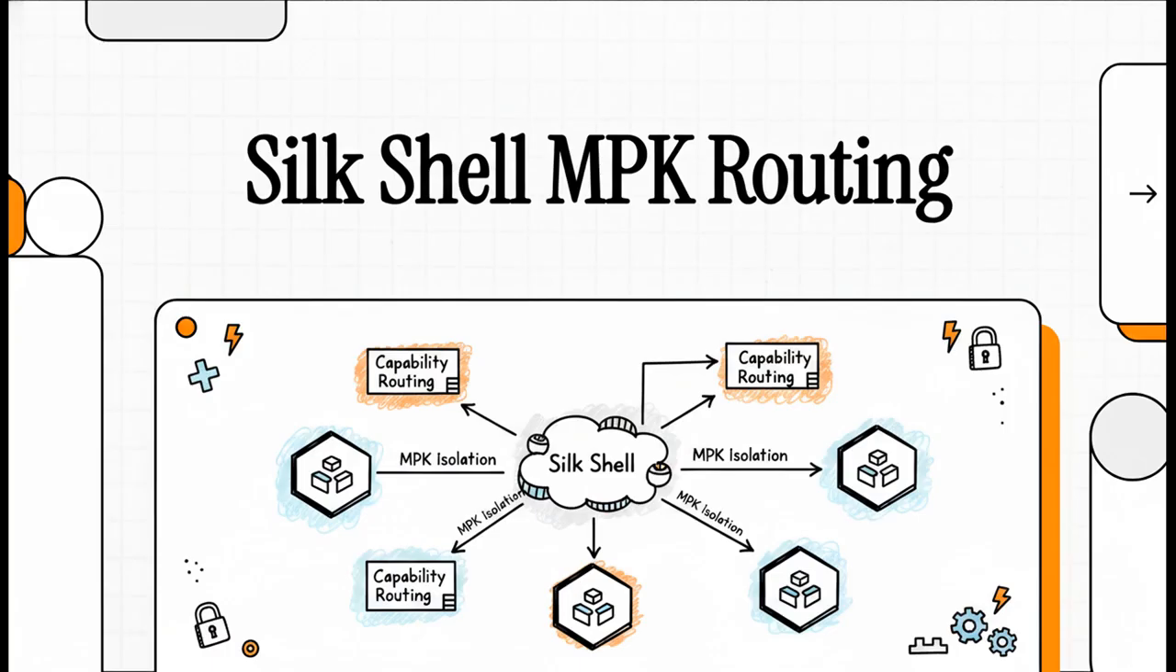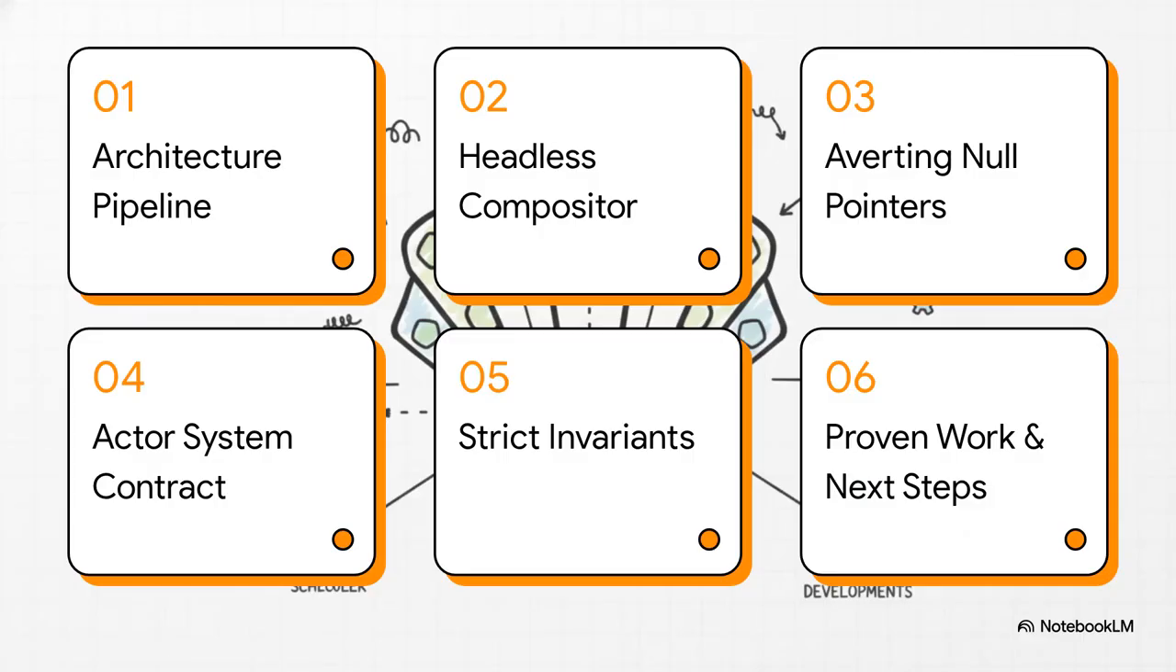So, let's get started. Here is our roadmap for today. We'll be hitting the Silk Shell architecture pipeline, resolving headless compositor black screens, averting Ring 3 null pointers, the frame-driven actor system contract, our strict invariants, and finally, our proven work and next steps.